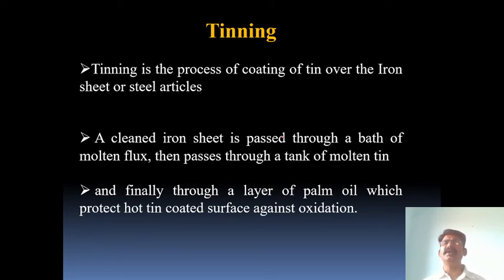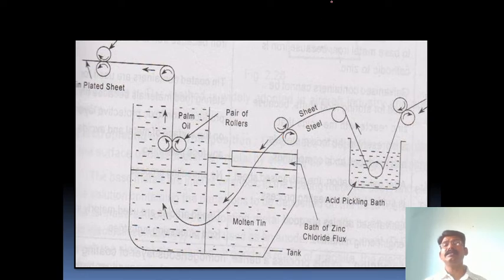Here we have to clean first in the organic solution, and then we use the bath and molten flux, the same as before. First, see these two rollers here. The iron sheet comes through these rollers like this, and here you dip it in the acid pickling, meaning you clean the iron sheet.